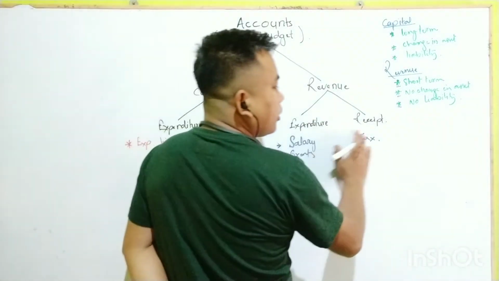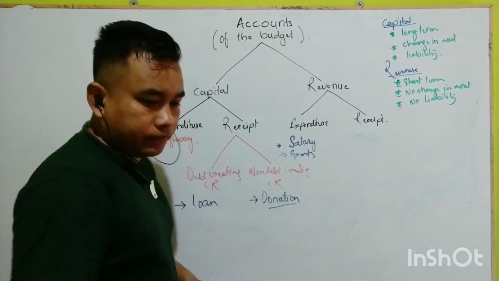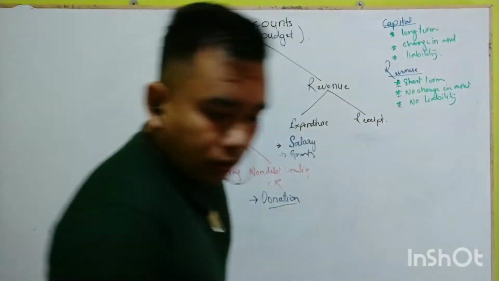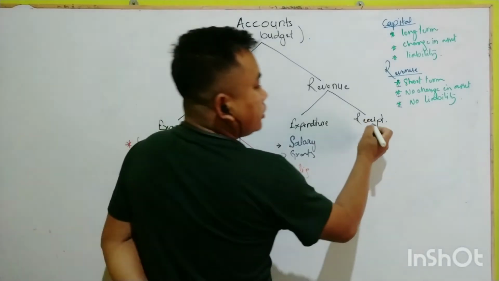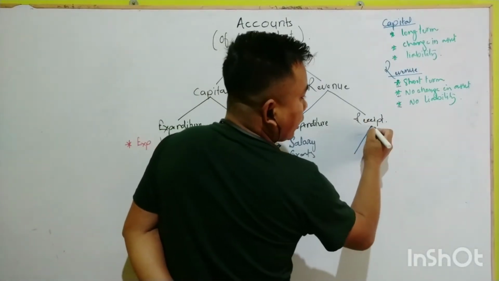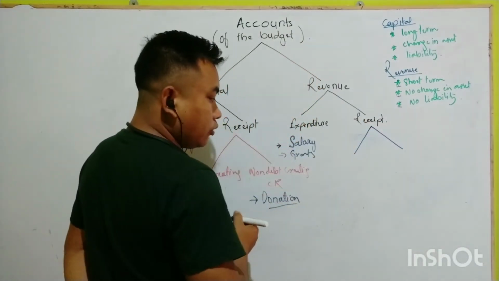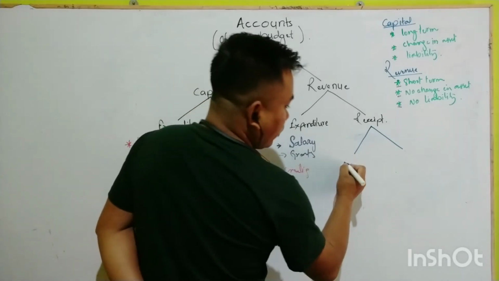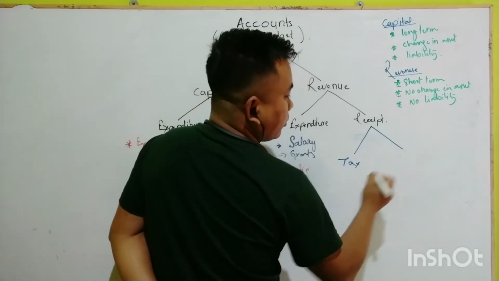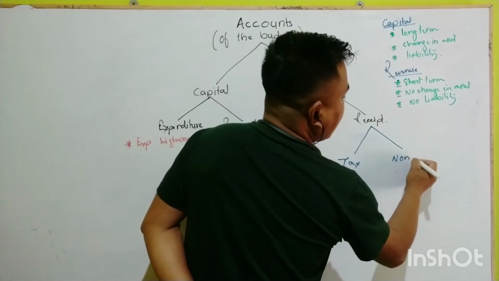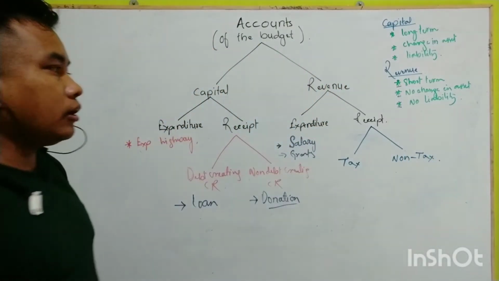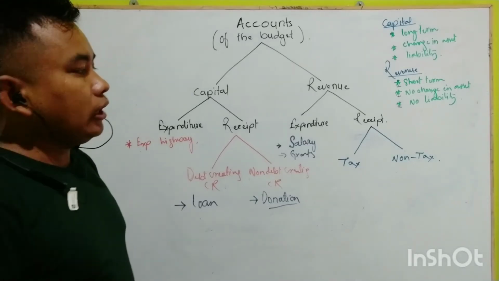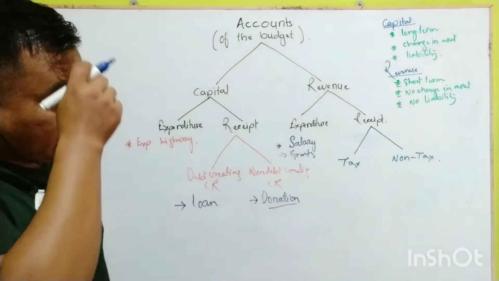Now revenue receipt. This revenue receipt is broadly classified into two. The first one is known as tax, and the next one is known as non-tax. So we have tax and non-tax under the revenue receipt.